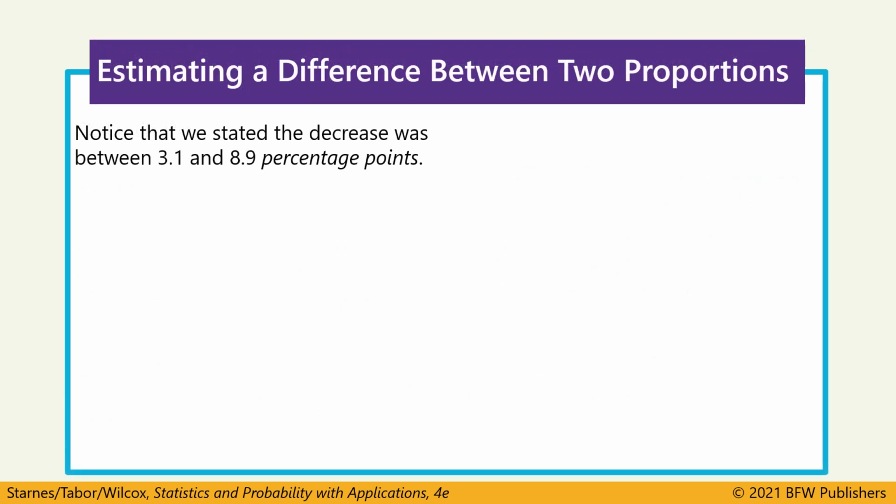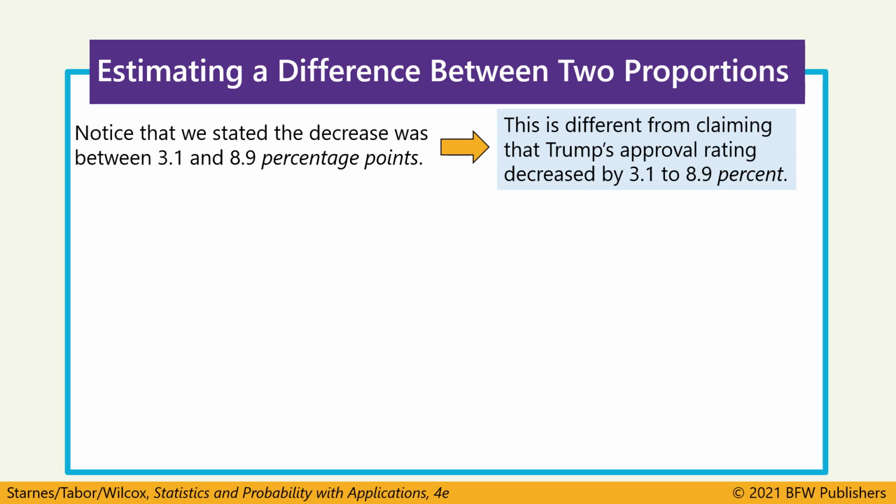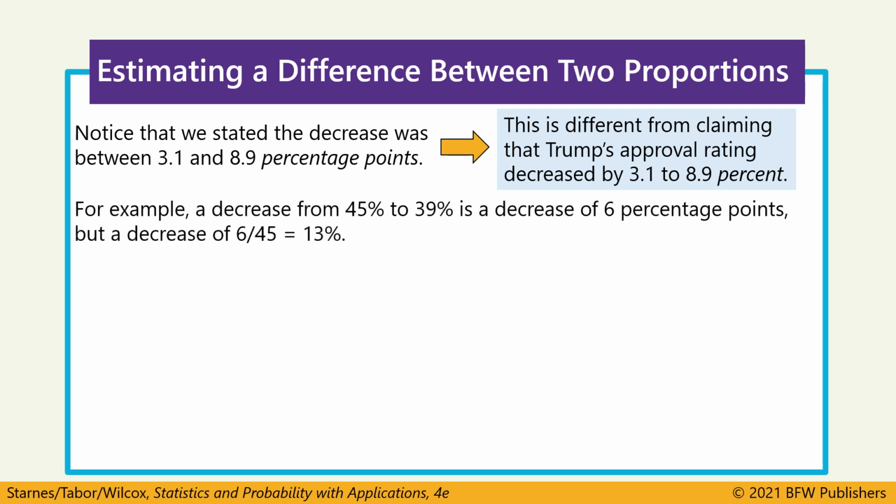The wording on this is a bit important. We're saying it decreased by between 3.1 and 8.9 percentage points. We're not saying it decreased by 3.1 to 8.9%. That would be different mathematically. A decrease from 45 to 39% is a decrease of 6 percentage points. But if we were to divide that by the initial 45%, that would be a 13% decrease to go from 45% to 39%. So we're not talking about a percent decrease, we're talking about a decrease in percentage points.